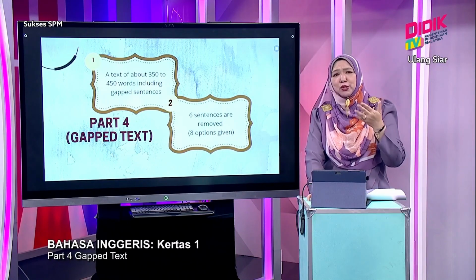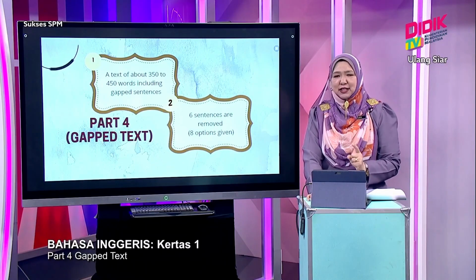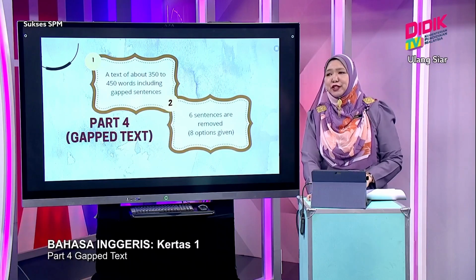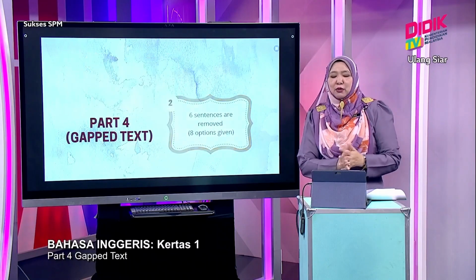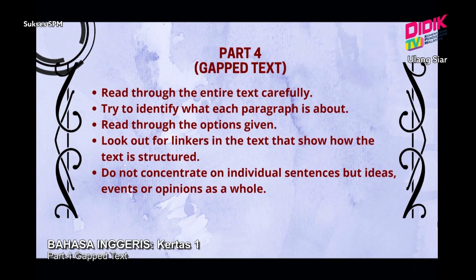So, how are you going to go about this part? I know this part is new for all of us, because before this, we didn't have gapped text in our previous format. So what are we going to do? First of all, read through the entire text carefully. Make sure when you read, you understand. Next, try to identify what each paragraph is about, so that it is easier for you to go to the correct option.